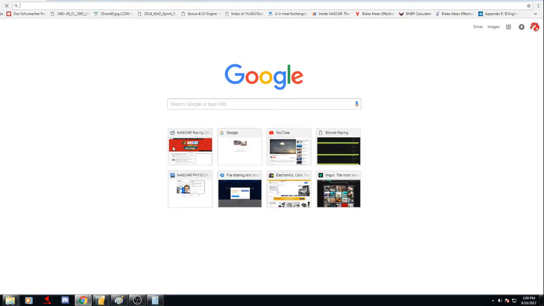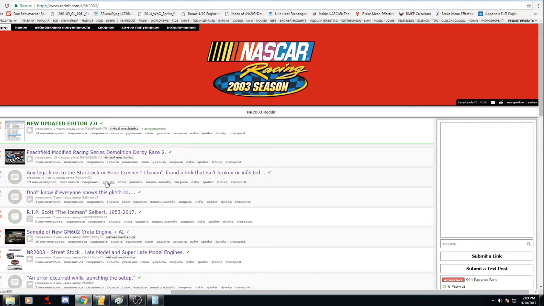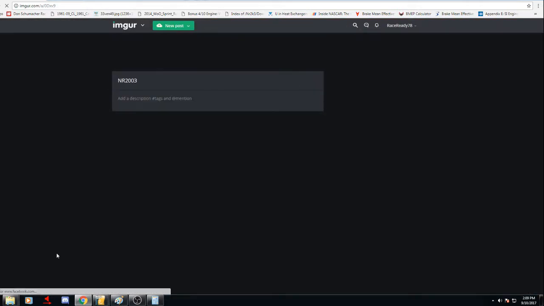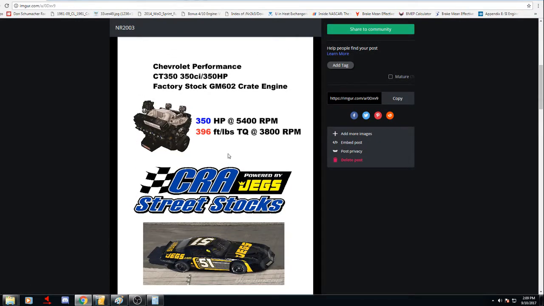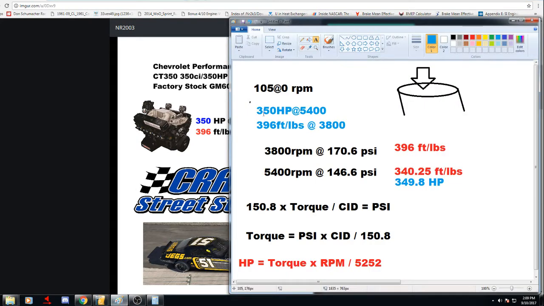We're going to go on Reddit. Post your edit on Reddit. And where is this? Street stock model engines introducing. They advertise stock numbers for this engine: CT350, GM602, 350 horsepower, 396 foot-pounds of torque.